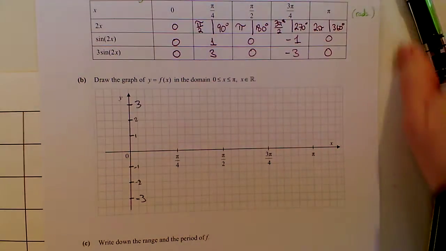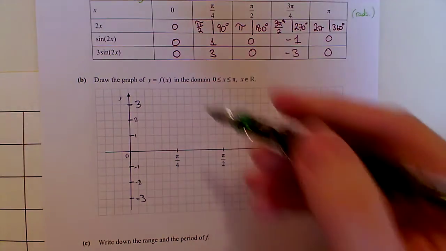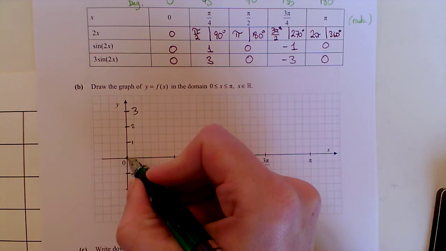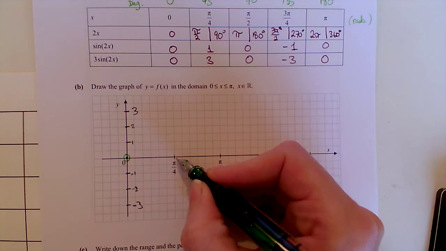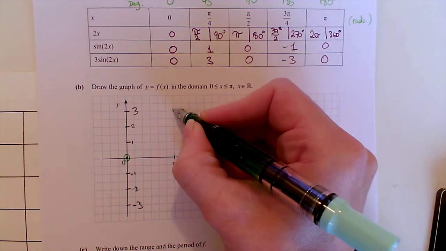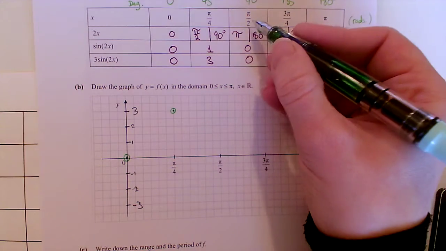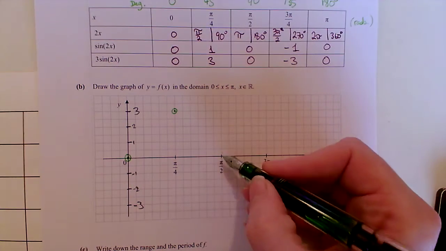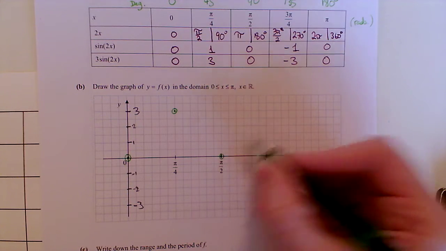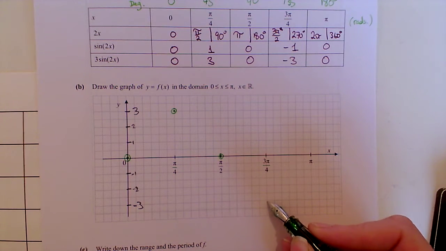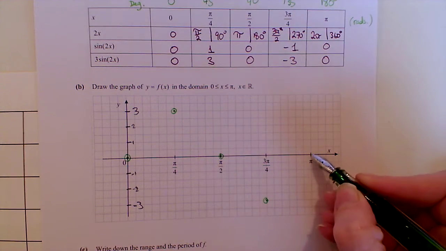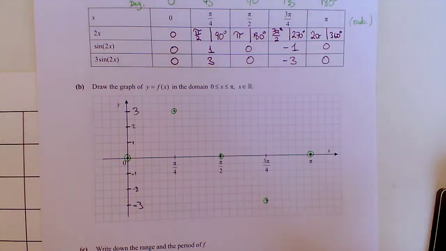So let's plot the points that we're going to be using. We know that when x is 0, we've got the point 0. When x is pi over 4, we're going to be up at 3. When x is pi over 2, we're going to be back down at 0. When x is 3 pi over 4, we're down at minus 3. And when x is at pi, we're back up here.